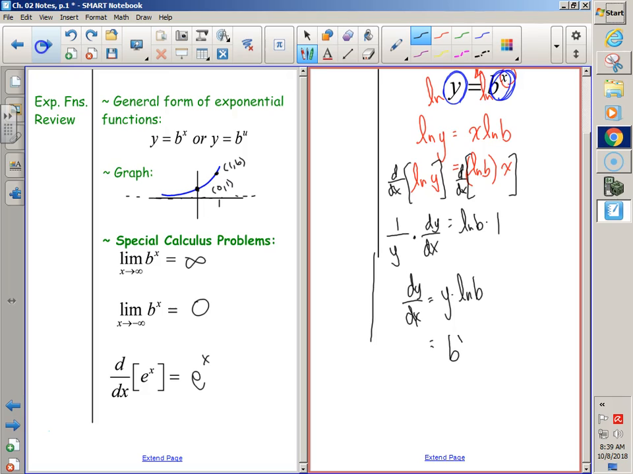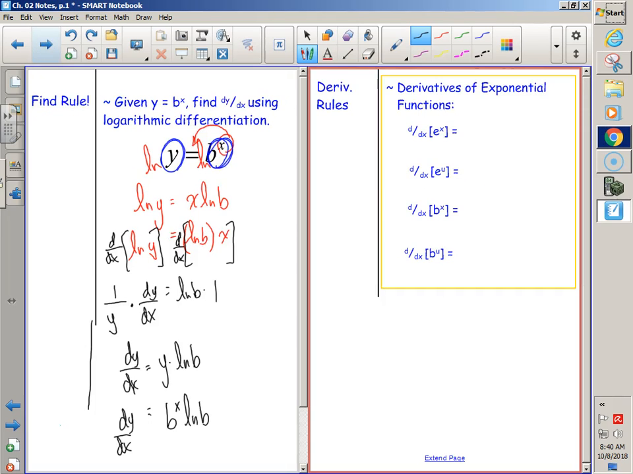He was b to the x. And if you guys notice, this looks a lot like the derivative of e to the x, which is itself. Except whenever you have a base that's other than e, just like with ln's and logs, you still have the derivative of b to the x being b to the x, but what else do you have with it? ln of b, just like logarithms.